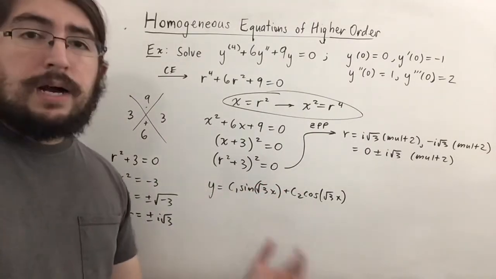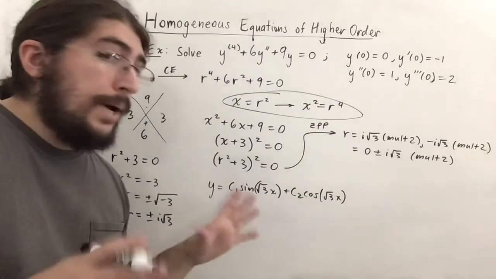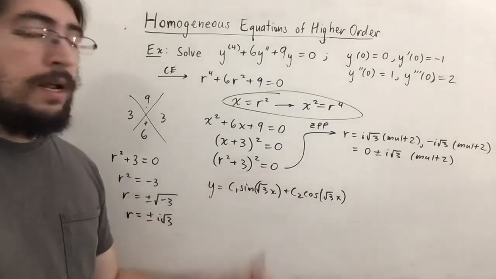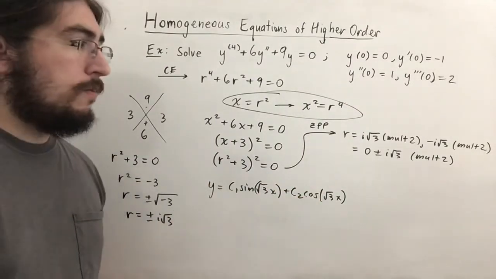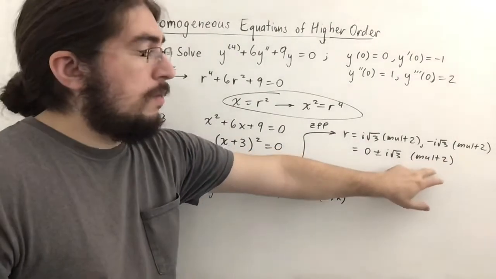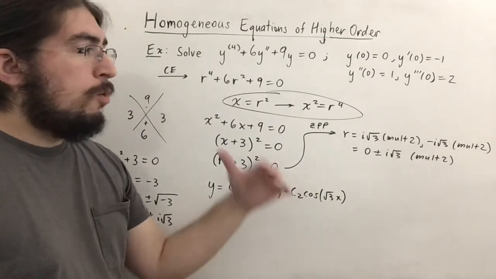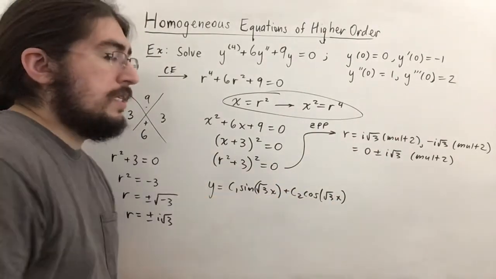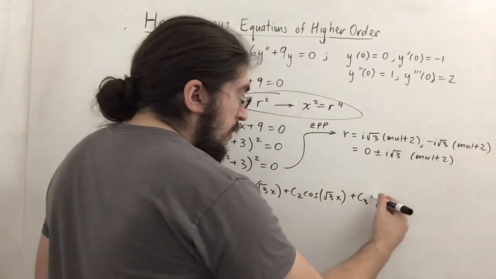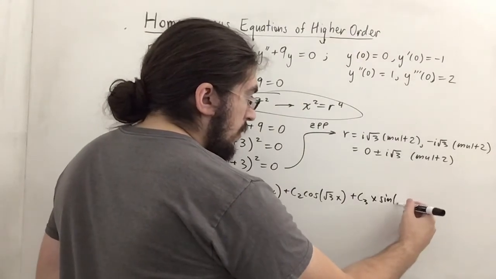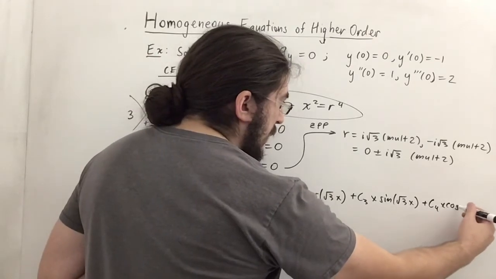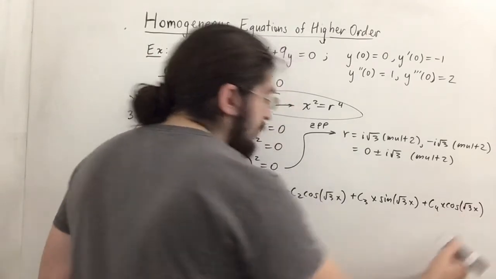Now, we get this because of the complex scenario. But because of the multiplicity scenario, we have to multiply this solution by x. If you recall, that's really what we do. We multiply by a power of x up to 1 less than the multiplicity. Since multiplicity is 2, we multiply up to 1 power of x, which is just x. So not only do we have this, but we have each of these multiplied by x as well. So we have c3 x sine of radical 3 times x plus c4 x times cosine of radical 3 times x.